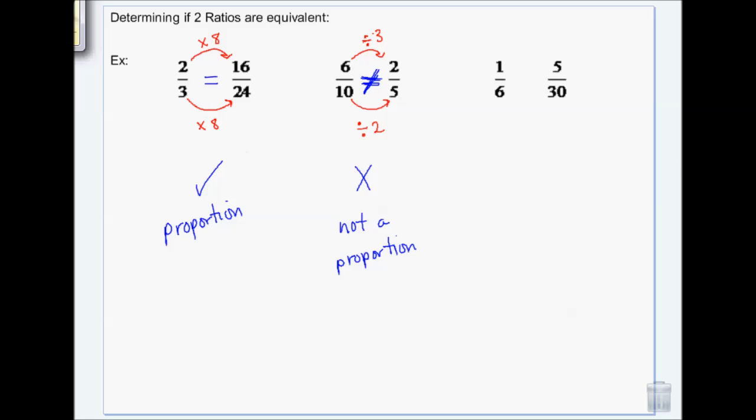Okay. 1 to 5, I multiply by 5. 6 to 30, I multiply by 5. That's good. These are a proportion. They are equal.